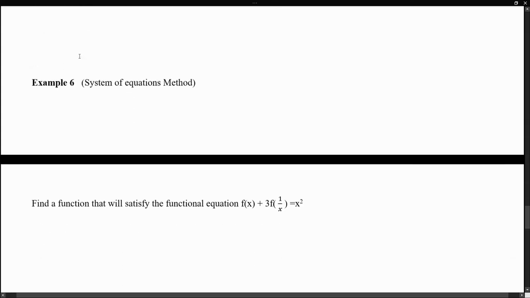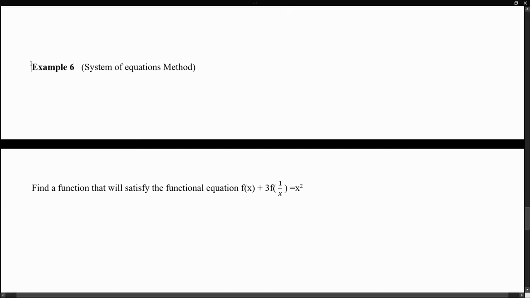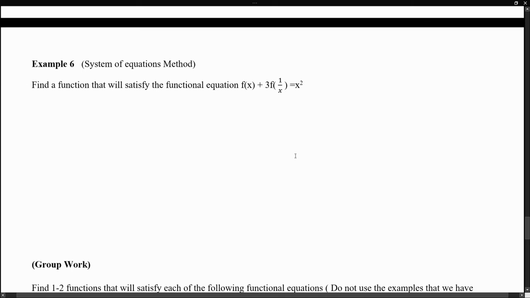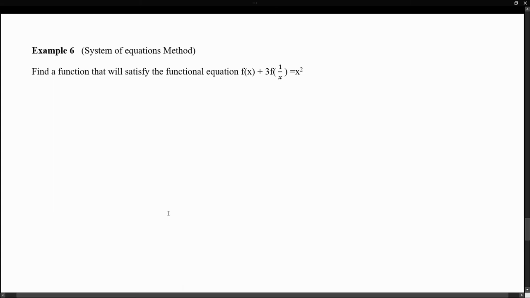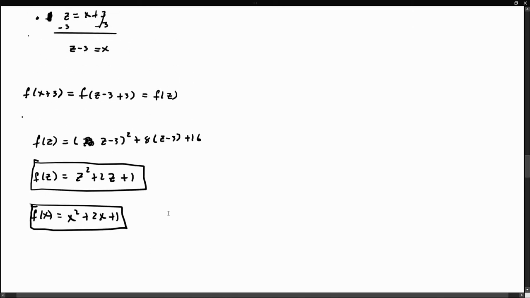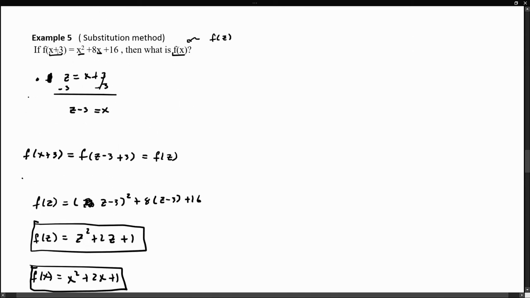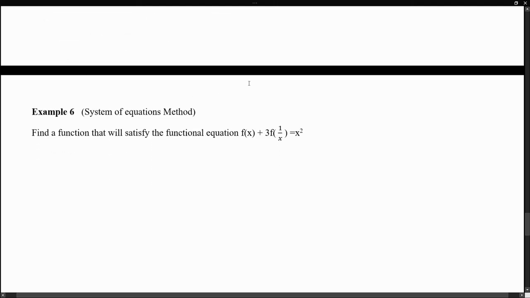So now let's look at one more example here. Let me look at example 6. Let me just bring it down. There it is. So there's another method that we can use here, and that is what we call a system of equations. But now notice that this equation is stated a little bit differently. On example 5, we were given information about f of x plus 3, and we wanted to know about f of x. So this was just one equation where there was only one unknown function. But now if we take a look at example 6, notice that we have two different equations, f of x and f of 1 plus x. So we cannot use the same method as we did previously.